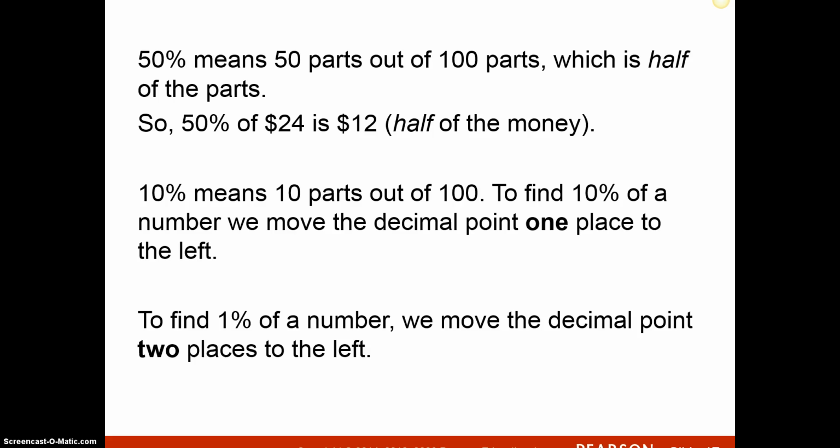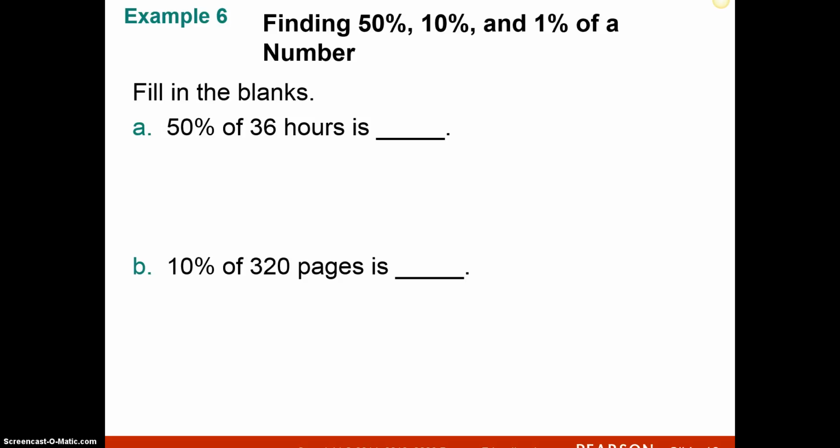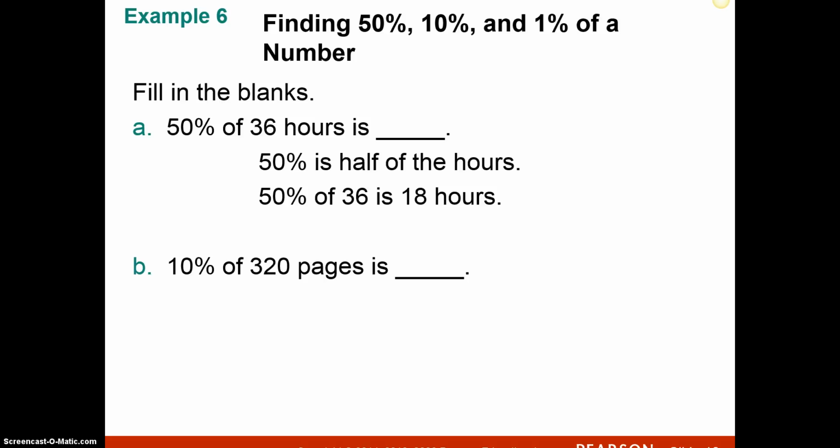All right, and then we're just going to try a few more reference points here. It says we want to, again, fill in the blanks. Well, if we have 50% of 36 hours, what would that be? Well, again, 50% is just half. So we have half of 36 hours, and that's just 18 hours.